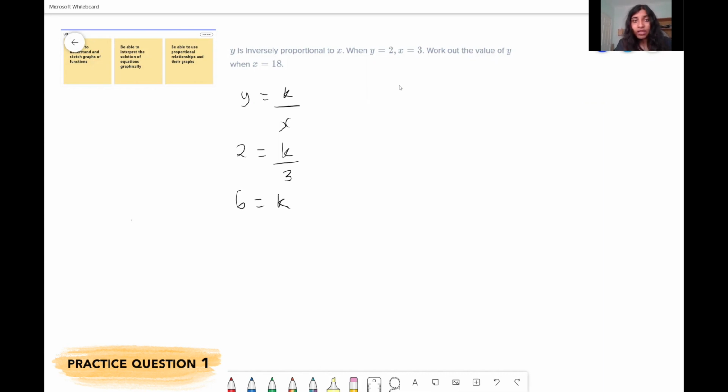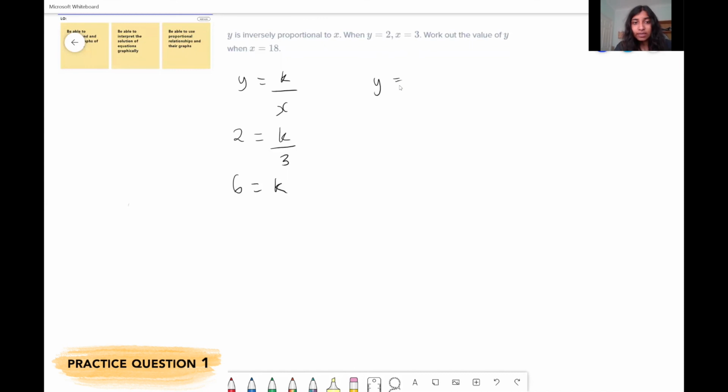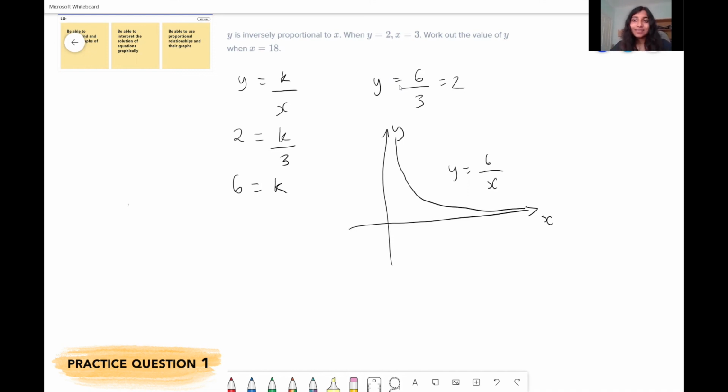Then we want to work out the value of y when x is 18. Then y is just equal to 6 over 18, which is one third. So if you were to draw the graph of x against y, it would look something like this, with y being 6 over x.